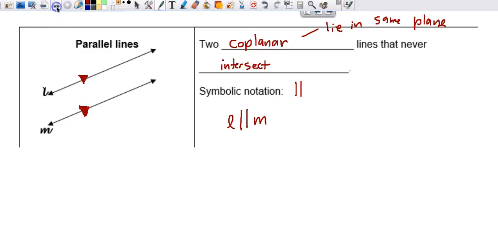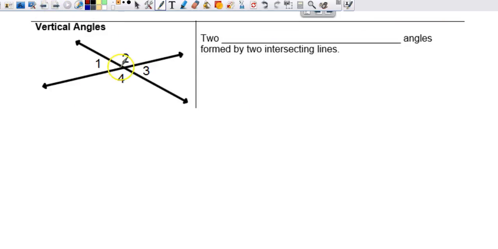Second, we'll talk about vertical angles. This is an important concept. Vertical angles are angles that are across from each other. Okay, they're not going to be touching each other except at the vertex. They're going to be congruent to each other. So angle 1 and angle 3 are considered vertical angles, and angle 2 and angle 4 are considered vertical.